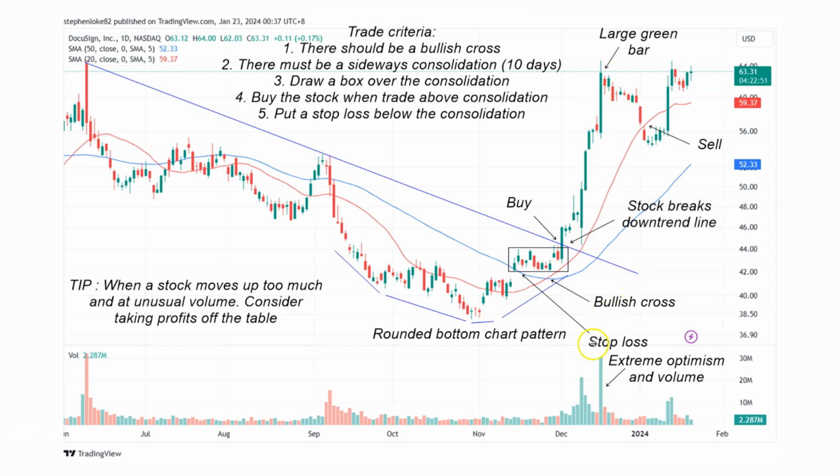And look at the extreme optimism and extreme volume here, and this is where I will give you another stock tip. When a stock moves up too much too soon at an unusual volume, you should consider taking profits off the table, maybe half here, and maybe you sell the remaining half as it drops below the 20 MA.